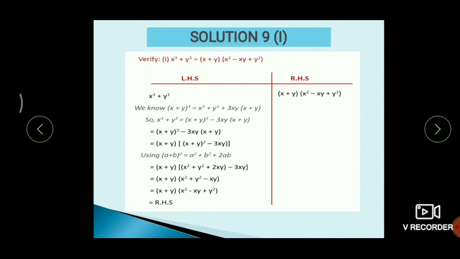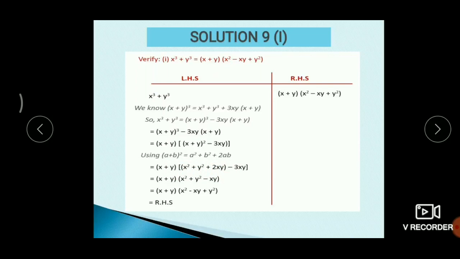So only 2. Now comparing this with the identity (a plus b) whole square, which is equal to a square plus b square plus twice ab. Now what you have to do? Simply you have to open this (x plus y) whole square with the help of this given identity, right? And we have opened it here: x square plus y square plus twice xy.